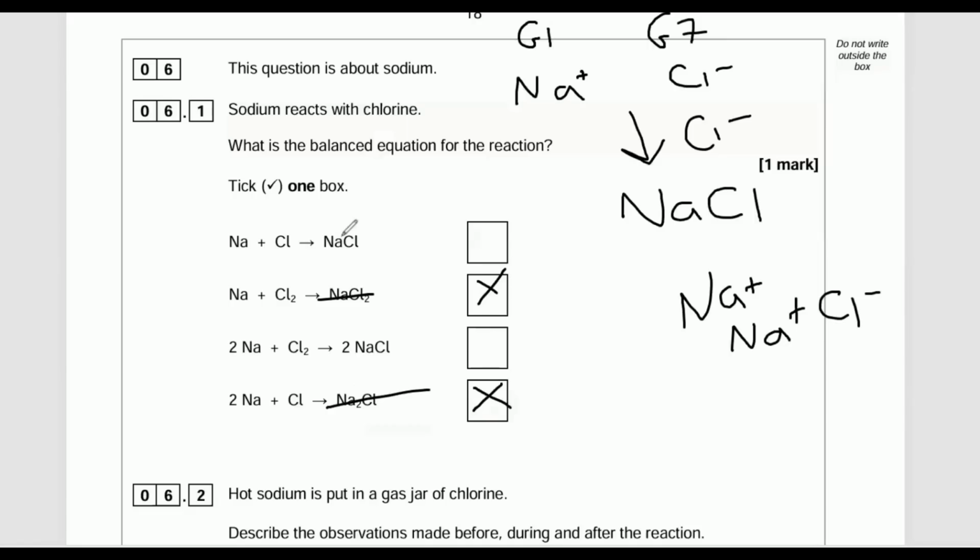Now we know it has to be one of these two. But check out chlorine here. Chlorine is a single atom there. What you should know about group seven is that they are diatomic molecules. So they have to have Cl with a 2 after it. That's why we end up needing two sodiums. You can learn that one off by heart if you like, but there we go.